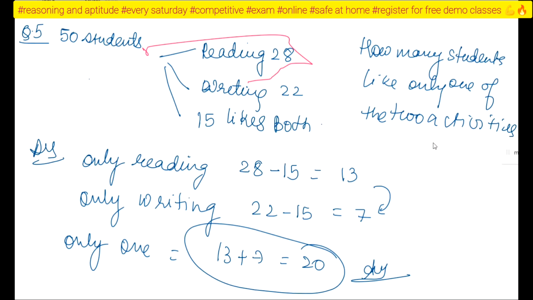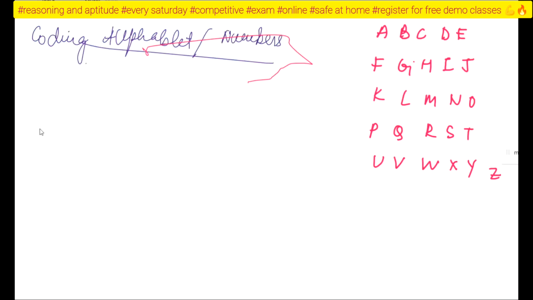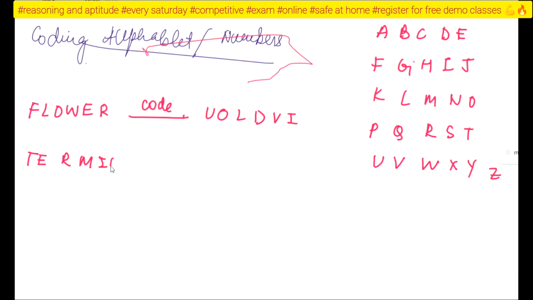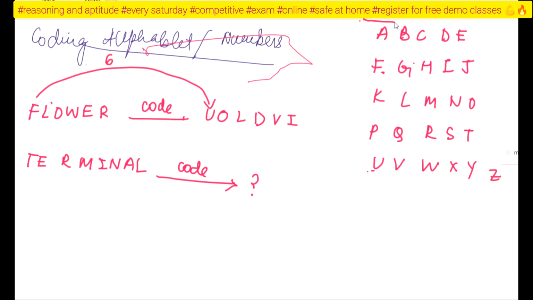Okay, did you get it? They are saying in the question that FLOWER is written in such a code: UOLDVI. In this pattern, only write the terminal code. What will the terminal code be? How many do we travel from the forward direction? They are traveling from the backward direction. So the first one is 6, then the second one is 12.